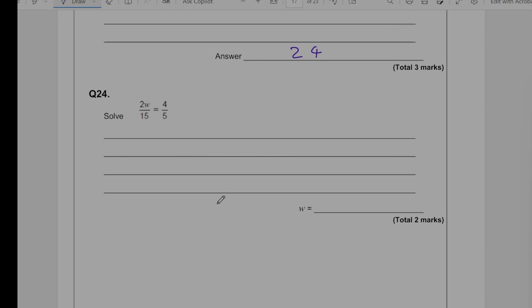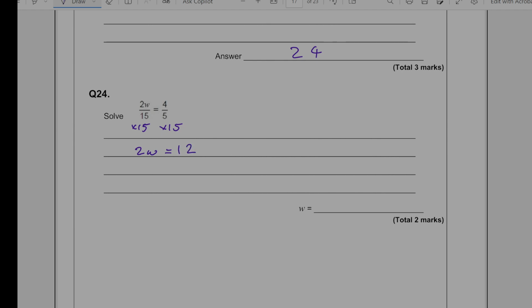Right, question 24, solve. To solve this, I'm going to times through by 15. So if I times both sides by 15, that'll get rid of both my denominators because 5 is a factor of 15. So if I times this side by 15, that would leave me with 2w. So 2w is going to be equal to, if I times this by 15, well, 15 divided by 5 is 3, so it's going to be times in by 3. So 4 times by 3 will be 12, and then divide both sides by 2, which would give me w is equal to 6.